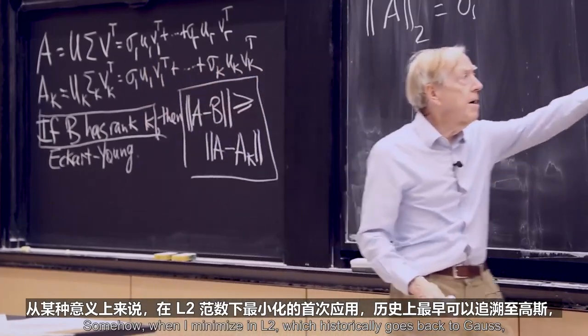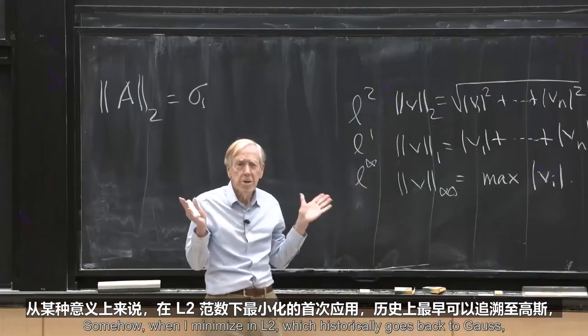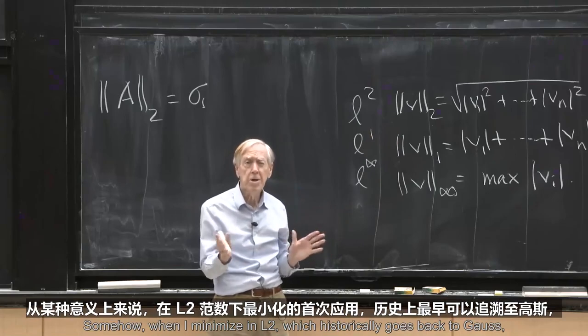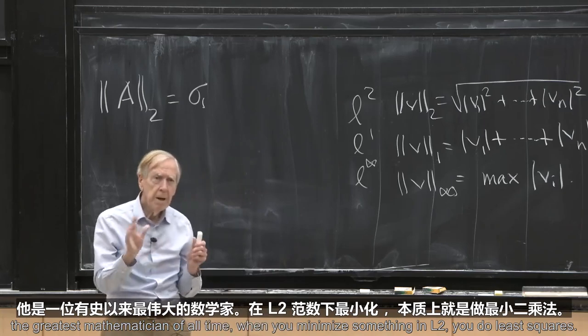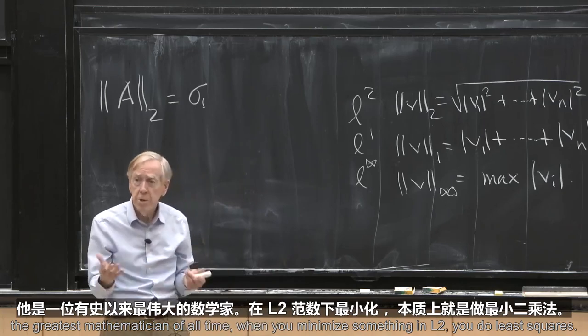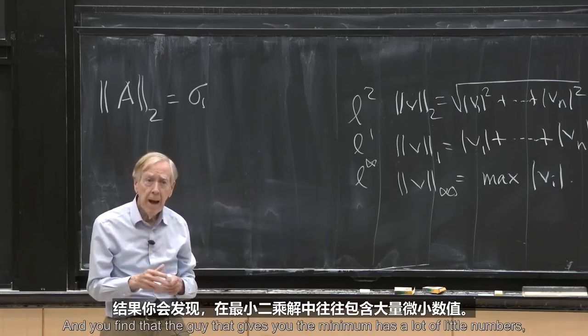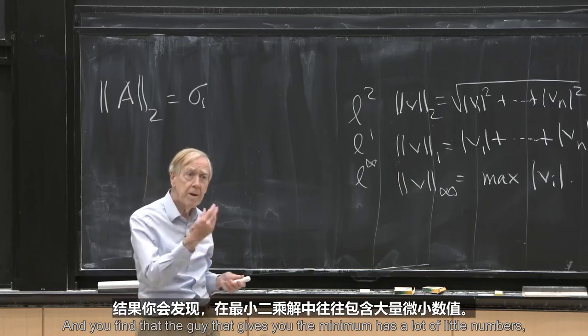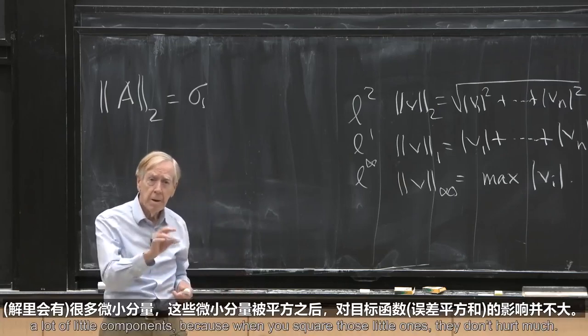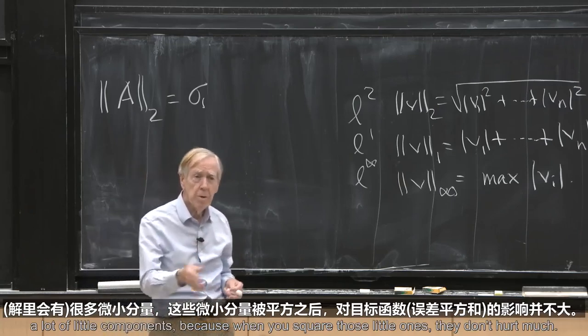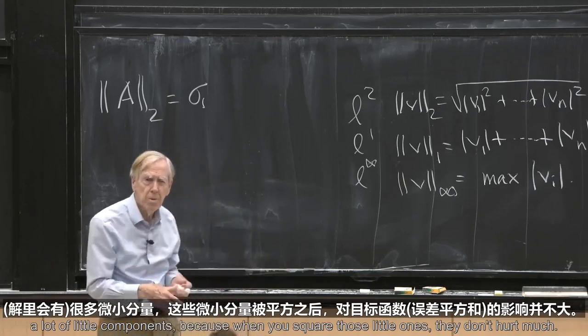When I minimize in L2, which historically goes back to Gauss, the greatest mathematician of all time, you do least squares. And you find that the vector that gives you the minimum has a lot of little numbers, a lot of little components, because when you square those little ones, they don't hurt much.